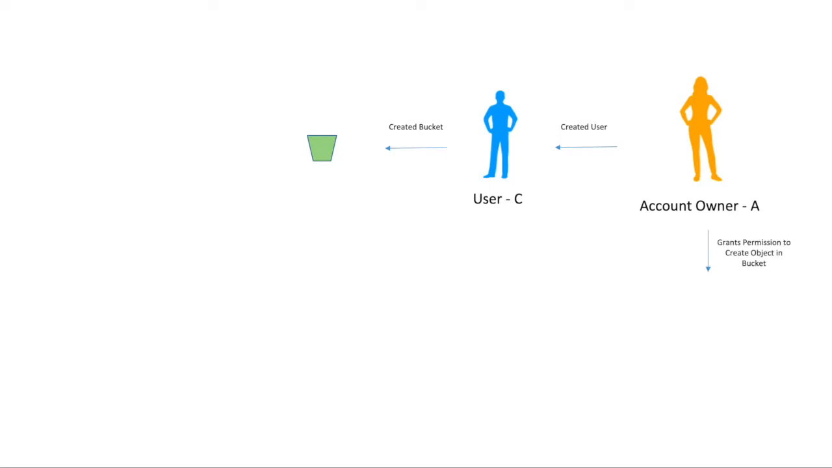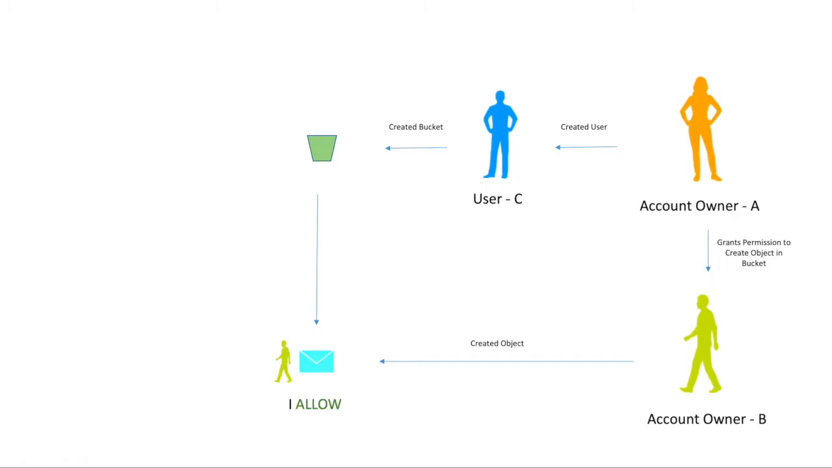Now this account owner A grants permission to another account owner B to create objects within its bucket. Okay, so the object has been created by B. So who is going to be the owner of the object which has been created in the bucket? Is it D or A or C? So the owner is going to be B. B is going to be the resource owner for the object, so it has the rights to allow someone to do any kind of activities on this object.